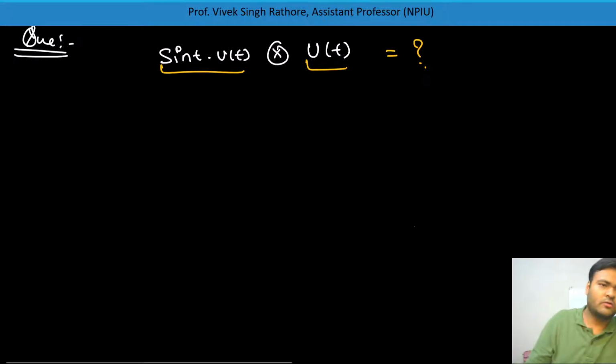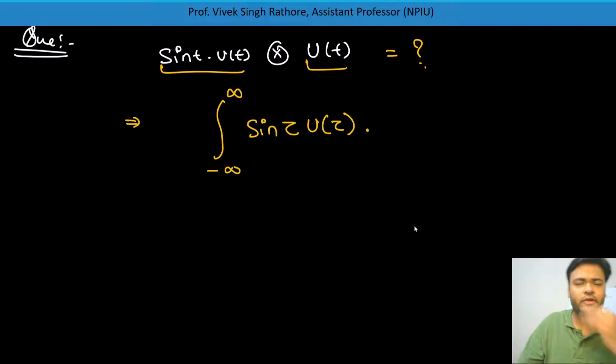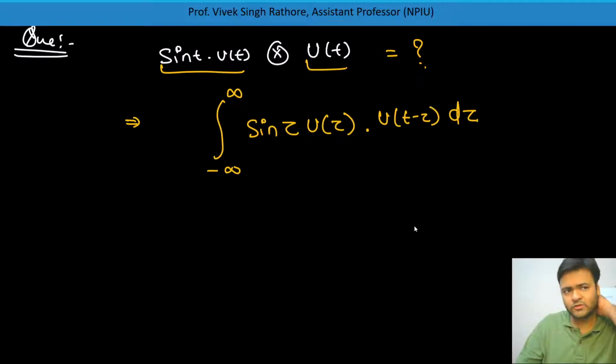Now how can we do it? For calculating the response of a system, you just need to integrate from minus infinity to infinity, and you need to change the domain of both signals. For the first signal you write sin tau u(tau), and for the second signal you need to reverse it and then shift it. So you can write u(t minus tau) d tau. This you need to calculate.